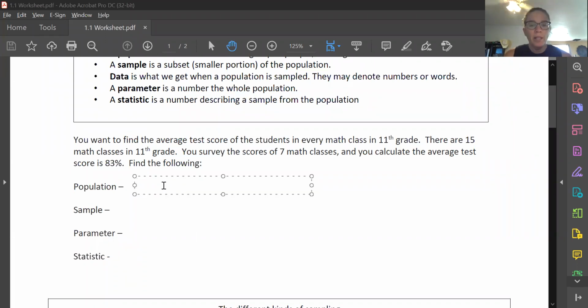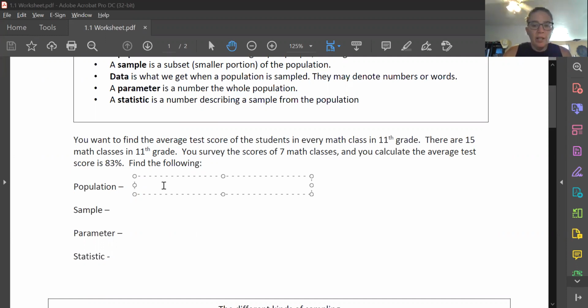Okay, so population, we're talking. So first of all, let's look at this. There's a bunch of numbers in this problem. 11th grade, that's a number technically, but it's just the name of the people that we're talking about. We're talking about juniors. If I had rewritten this problem and said, every math class a junior is taking, it would be the same thing without the number. So that number is not important to this problem. That's just the name of the group that we're talking about.